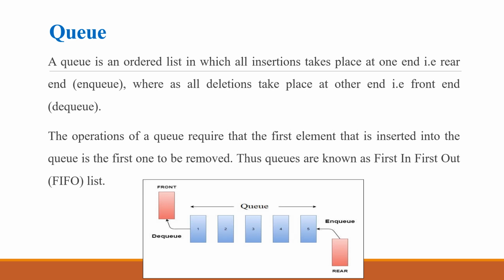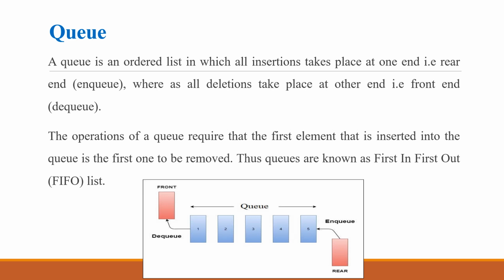So queue is an ordered list in which all insertions take place at one end. That end is called the rear end. This we can also call NQ. All the deletions take place at another end. That end is called the front end, and we can also call it DQ. Simply, a queue is an ordered list of elements where elements are inserted at one end and deleted at the other end. So that we can call a queue.